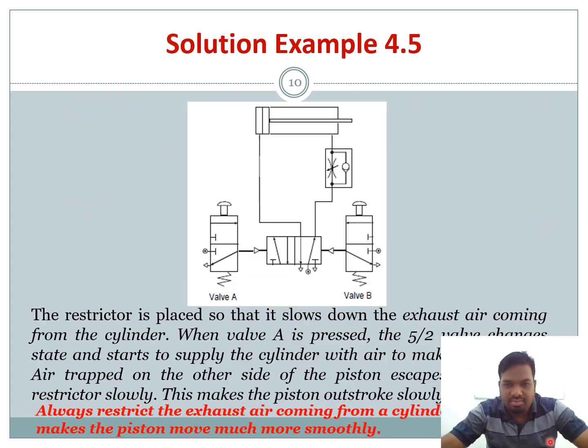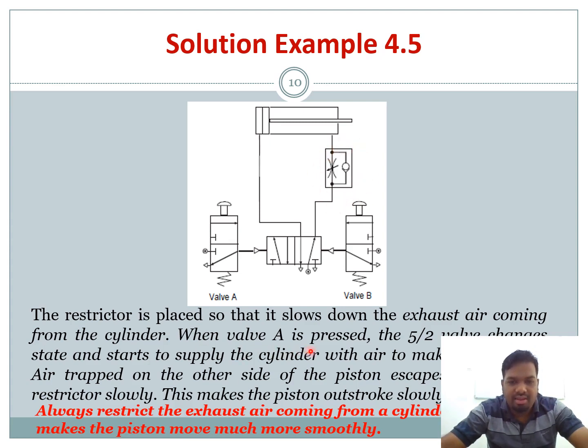So we can read here. You need to put a restrictor on the cylinder to control the speed. You can see some solution here, but I don't encourage you to draw this in a vertical way. It is better to draw it in a flat way, like the previous circuit, because it will be a bit confusing otherwise. You can read here the solution. The restrictor is placed so that it slows down the exhaust air coming from the cylinder. So you have a restrictor at the exhaust port.